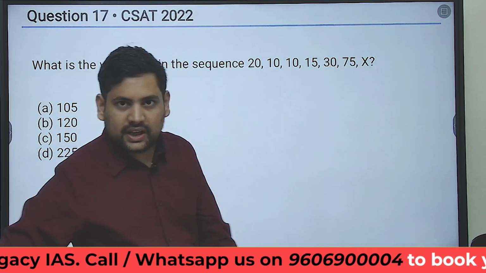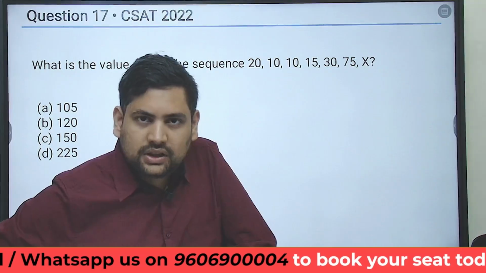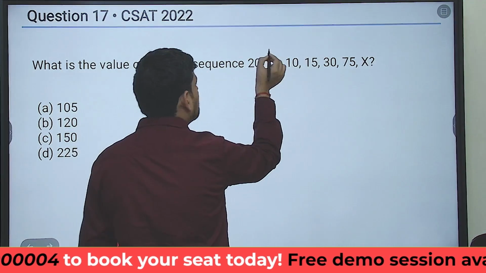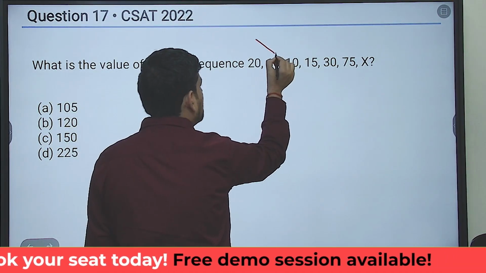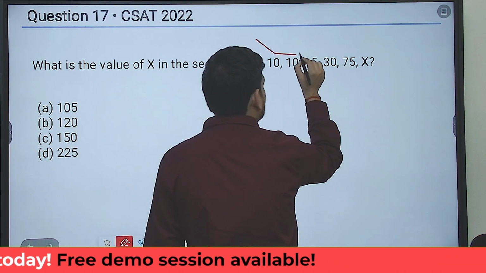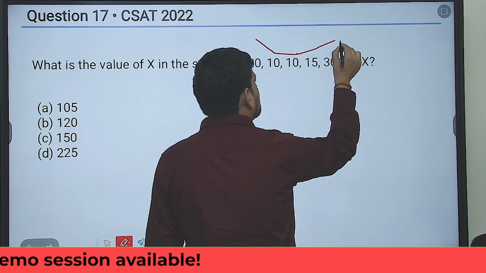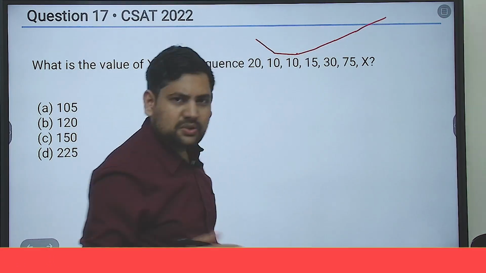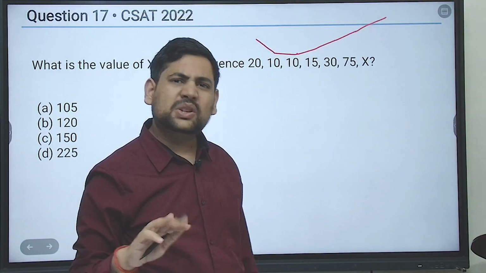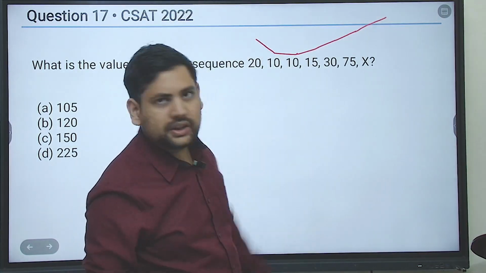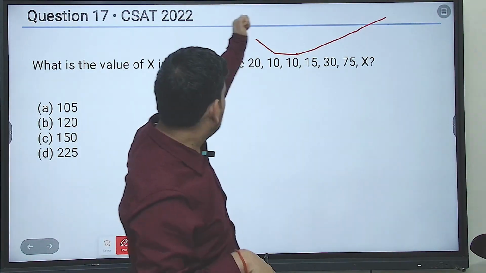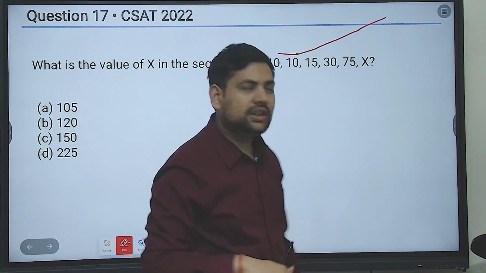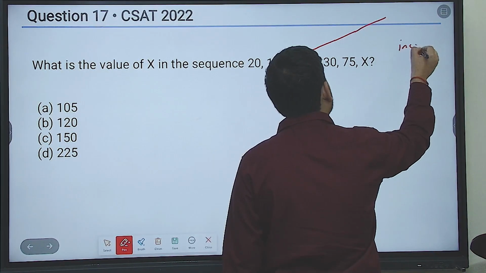So the first thing is identifying what kind of series this is. As we learned, increasing, decreasing, or oscillating. Now let's see this. 20 to 10 is decreasing, then 10 to 10 is the same, then 10 to 15 increasing, 15 to 30 increasing, 30 to 75 increasing. Usually what we do is ignore the first term sometimes if it is of a different nature. So we will ignore this term. Now can you see the series is constant and then completely increasing, so this will be considered an increasing series.